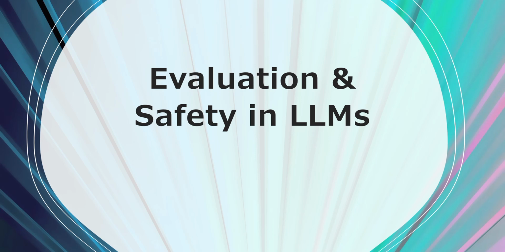In this section, we will explore one of the most critical areas in modern AI: how we evaluate large language models and ensure their safety. We will cover 5 key topics: evaluation metrics, hallucinations, content filtering, jailbreaks, and red teaming.